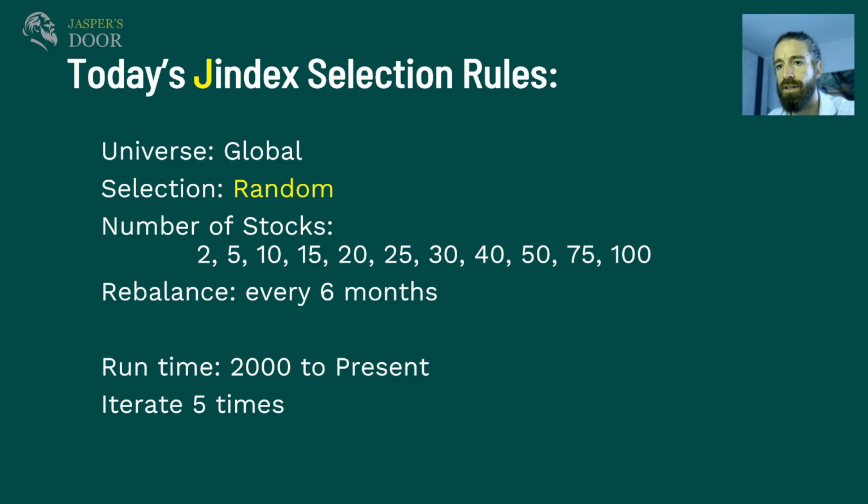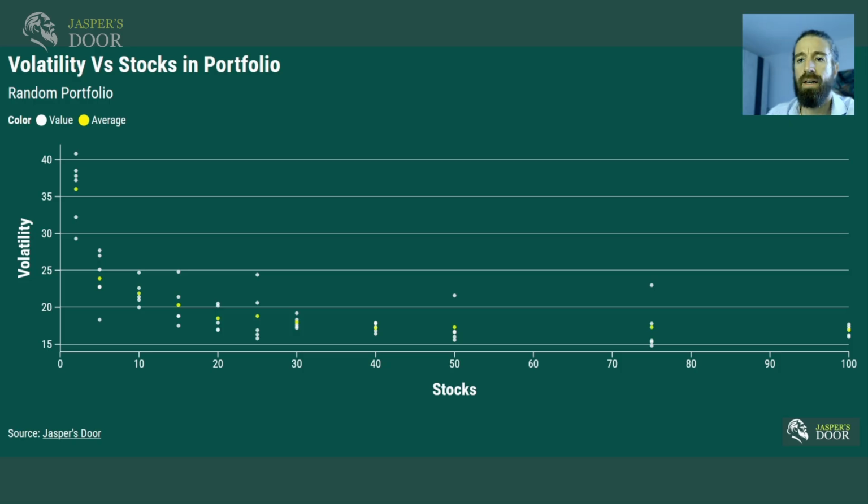time interval we're going to consider for this, and we're going to iterate 5 times for each, just because the randomness will give you a little bit of a fluctuation. So we're going to average out those results. What do you think is going to happen? How many stocks do you think you're going to need in order to have a volatility that is comparable to the S&P 500, for example, or the Russell 2000? Let's go and find out.